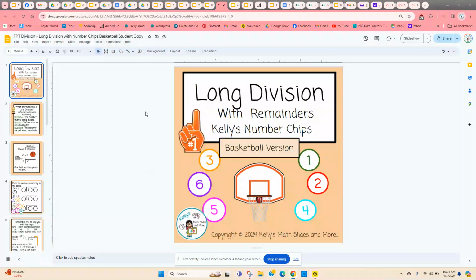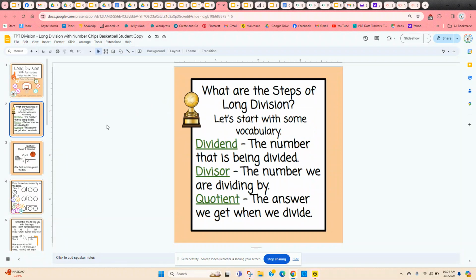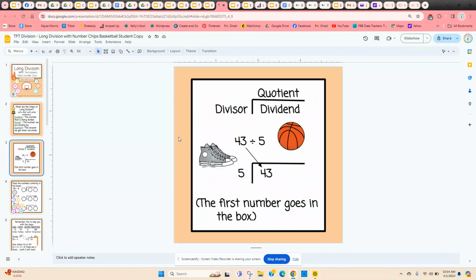Long division with remainders using number chips. And this is the basketball version. It's a digital lesson. And the lesson starts with giving students some vocabulary: dividend, divisor, and quotient. And then it shows where each of these go in the division problem. So if they have a division problem, it shows them how to place the numbers correctly.